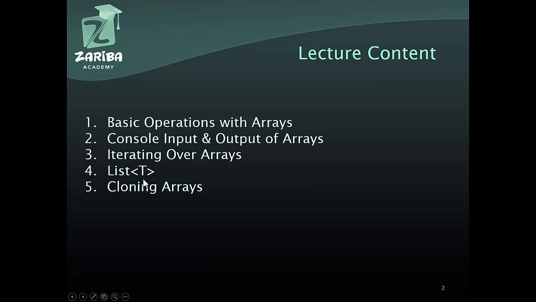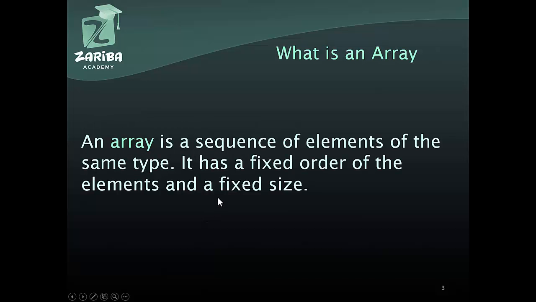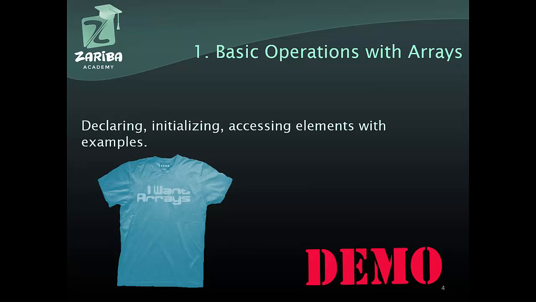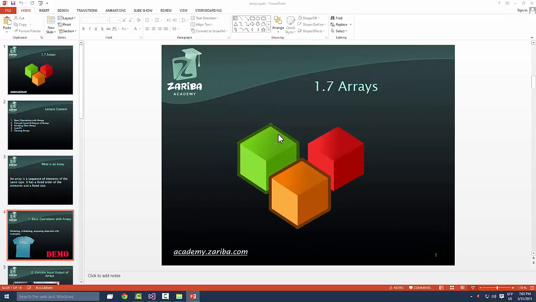Then we'll be doing the dynamic array, which is called list, which has some nice properties when you compare it to the normal array. We'll see what that is, and just very briefly, how do you clone an array, or how do you copy an array? Okay, so what is this thing? An array is a sequence of elements of the same type. It has a fixed order of the elements and a fixed size. Okay, I'll explain that in detail a little bit, actually right now.